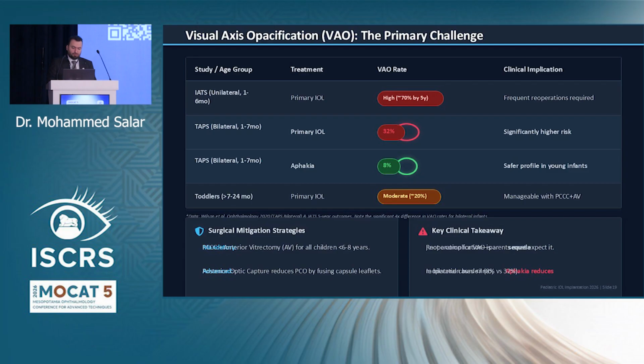A study about visual axis opacification, the primary challenge in pediatric cataract surgery. We see here that whenever we implant a primary IOL, there is an increase. In unilateral cases, within 1 to 6 months with the primary IOL, there is high visual axis opacity, maybe 70% by 5 years. Also in bilateral cases, while the patient is aphakic, it is 80% visual axis opacity.